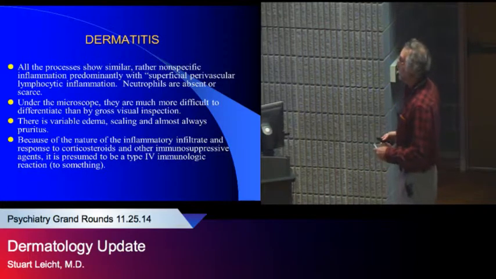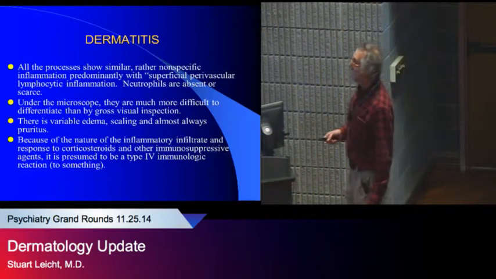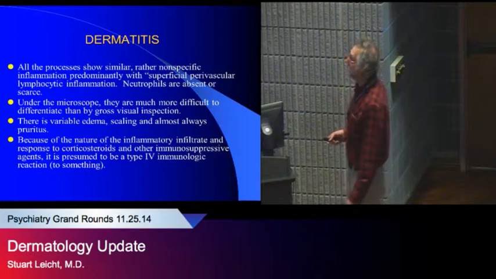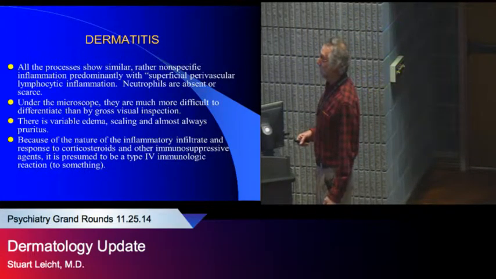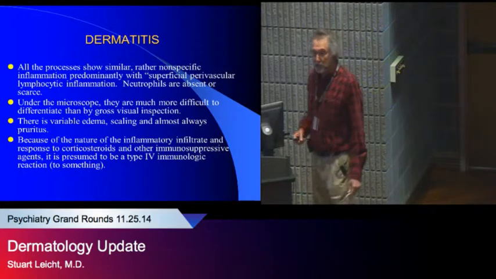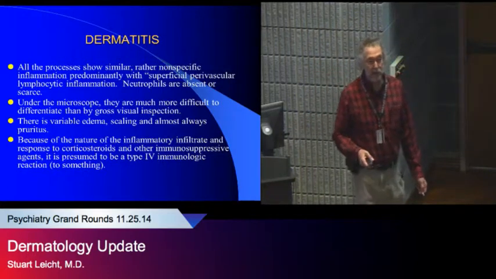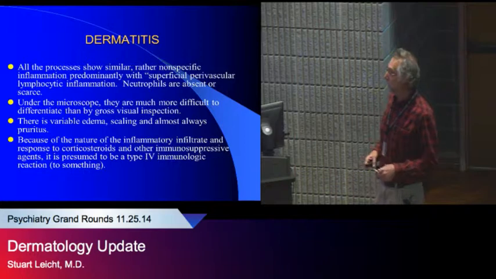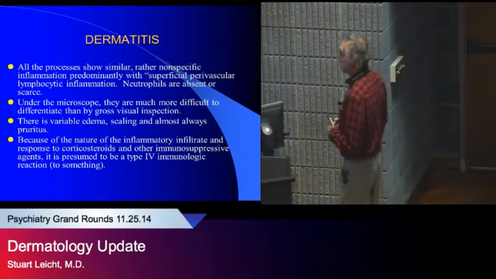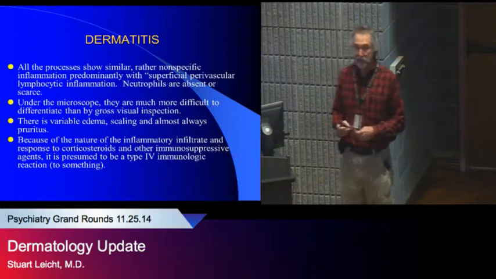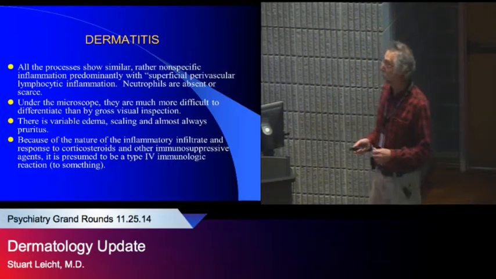All the processes show a similar, rather non-specific inflammation. We call it a slurpy. It's a superficial perivascular, meaning that the lymphocytes are around the vessels, lymphocytic inflammation. Neutrophils are really absent from this. And as I'm going to emphasize a little bit later, there are fundamentally different attributes about processes that recruit neutrophils into the area than lymphocytes. They're really entirely different disorders.